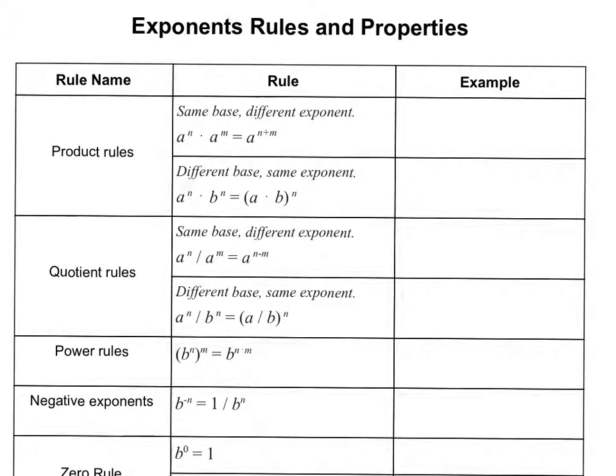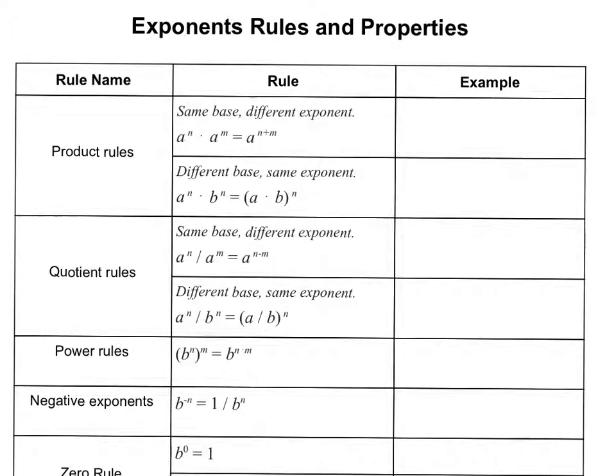First, we're going to start with the product rules. They have the same base, different exponents. So when you have the same base and different exponents, as you can see from the example, you have a, but then you have an exponent n and an exponent m. So when you have the same base but different exponents, the only thing you need to do is keep the same base and add the two exponents. Let's work on an example.